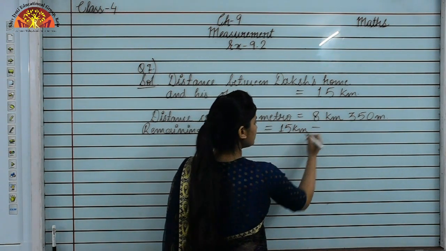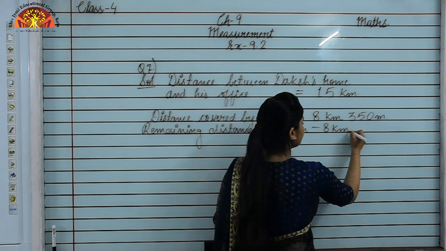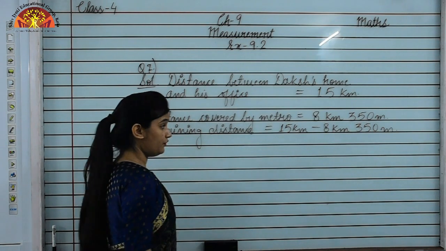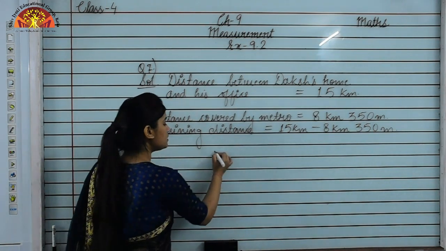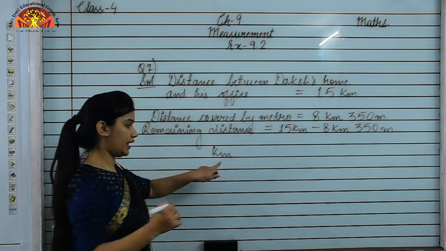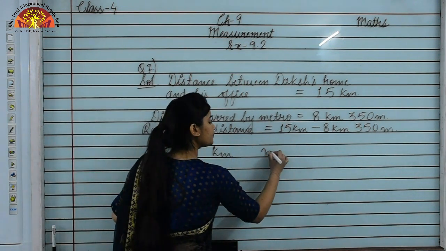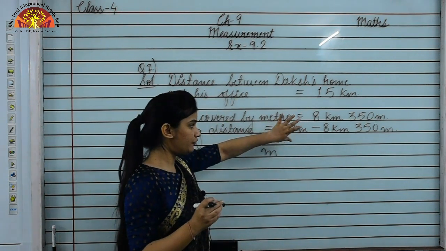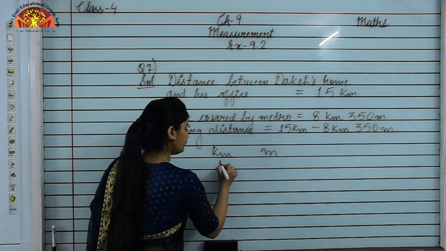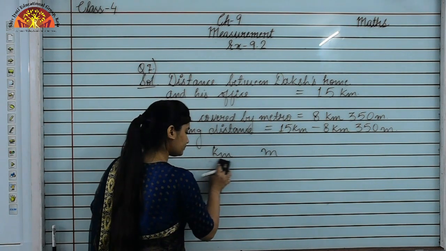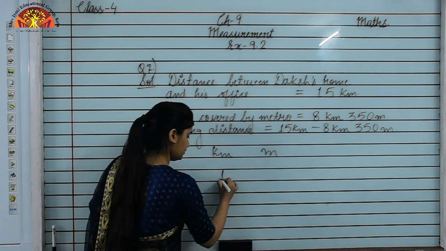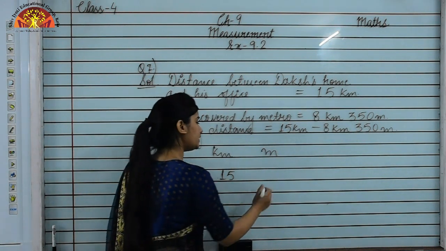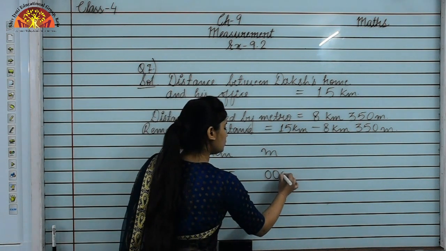15 kilometer minus 8 kilometer 350 meter. Now how can we subtract the numbers? Just we have seen we have two units, kilometers and meter. So here we have to write kilometer and then meter. अब 15 में से इसको subtract कर रहे हैं, right? So first we will write 15. In kilometers we have 15 and in meters we have nothing, कुछ नहीं है हमारे पास meters में. So simply we will put 0 0 0.